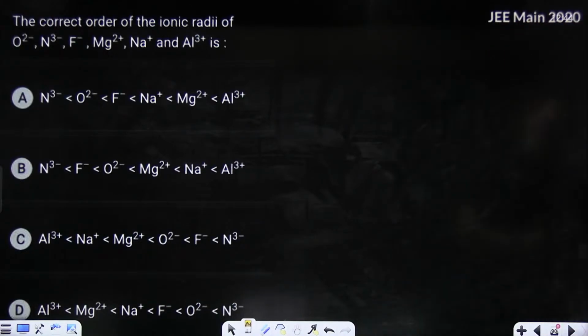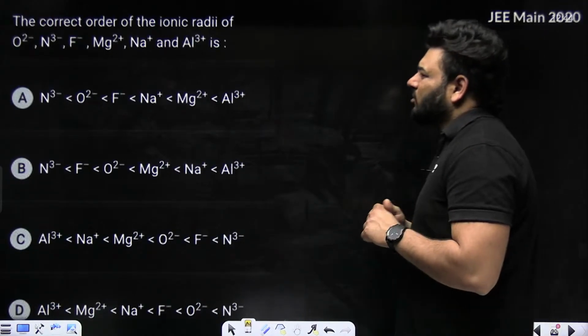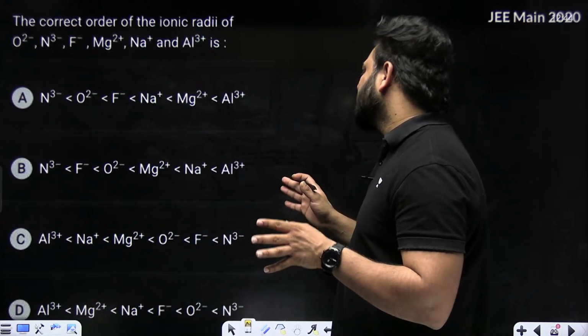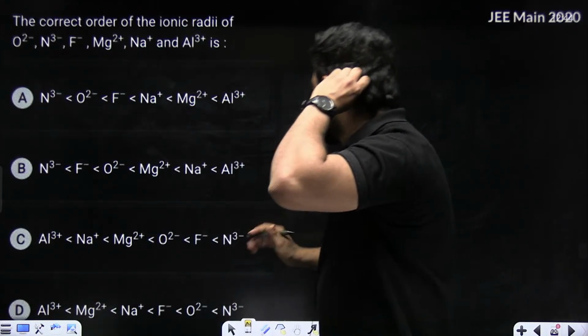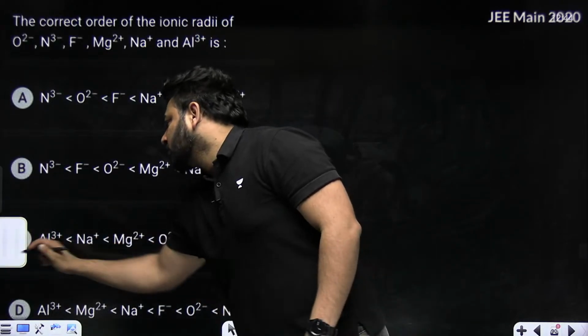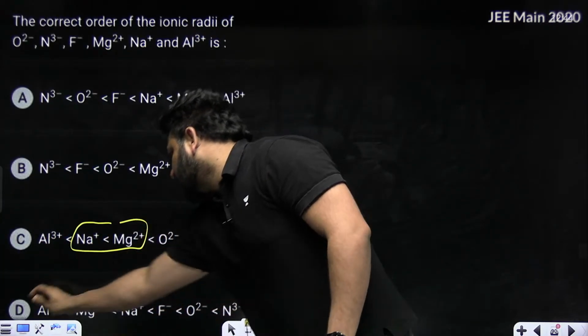Try the next question. Yaar, no need to try, you have just seen this question earlier. O2 minus, N3 minus with the highest size, Al3 plus with the lowest size. This is correct. Oh no, this is incorrect order. This is correct.